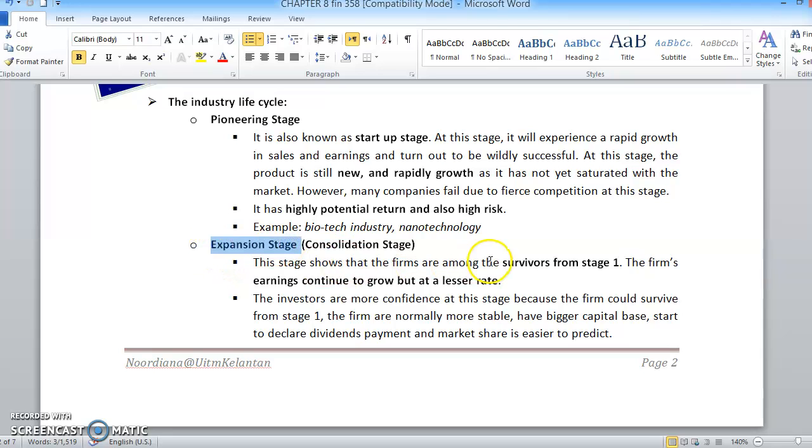But if they can survive, so they are the survivors from this pioneering stage, right? So they can continue to grow but at a lesser rate, of course, because the product is already quite some time in the market, and of course they will face a few competitors.